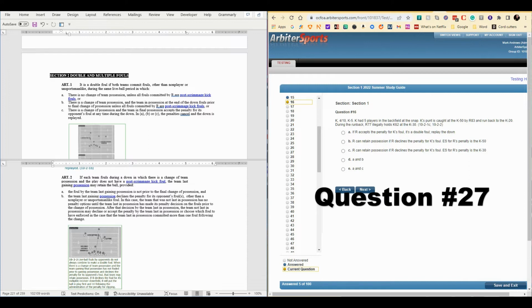What do we got? Well, normally when each team commits a foul during a play, we have what's called a double foul, and we simply replay the down. It doesn't matter if it's a 5 yard and a 15 yard. They offset and we replay the down. The only exceptions to that are non-player and unsportsmanlike player fouls. Those do not offset.